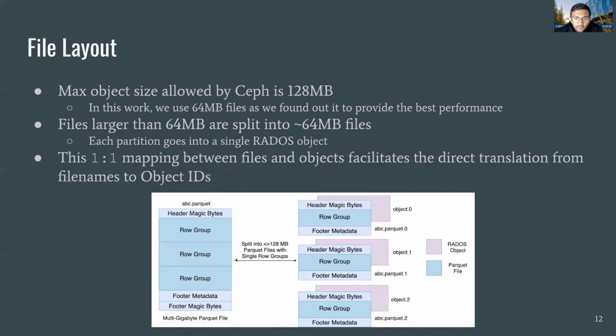You can see here in this diagram below how we split up a Parquet file and how we ensure that every Parquet file is self-contained within an object. For example, we take a Parquet file having 3 row groups and its own footer metadata. We split it into 3 smaller Parquet files, each having 1 row group and its local metadata, and then we make sure that each of these Parquet files goes into a single object.